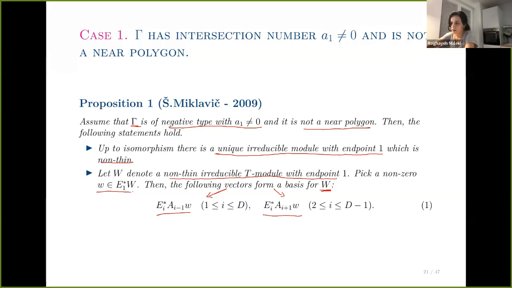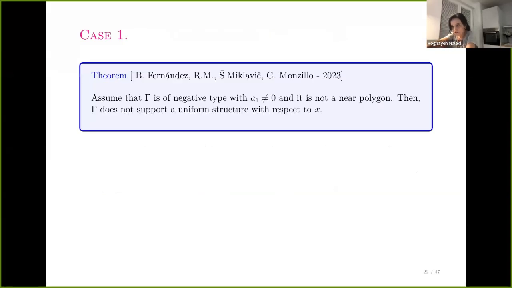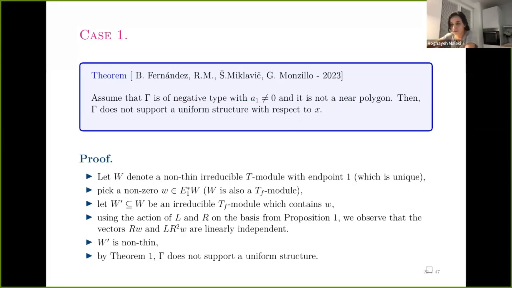Okay. So with this in hand, we have our first result. Assuming that gamma is of negative type, A1 is non-zero, and it's not a near polygon, we showed that the graph gamma does not support a uniform structure with respect to x. Here is the sketch of the proof, but before I start, I just want to remind you of 3 important things that we already talked about.